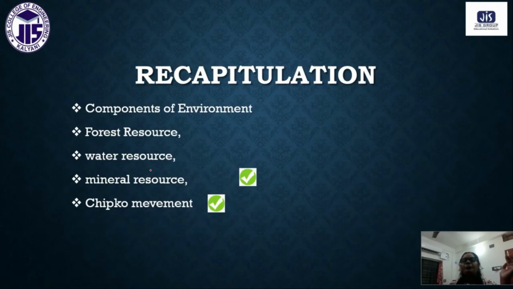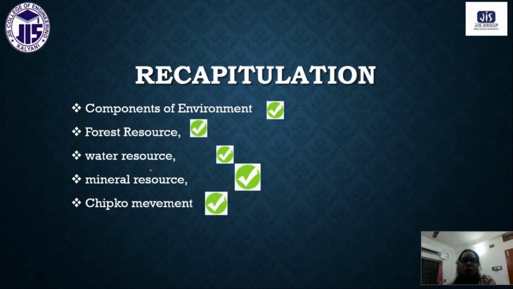Whatever we have discussed today: the components of environment, the classifications, the natural resources, and the classification of natural resources. Next, we have discussed the forest resource, the water resource, the mineral resource, and the Chipko movement.